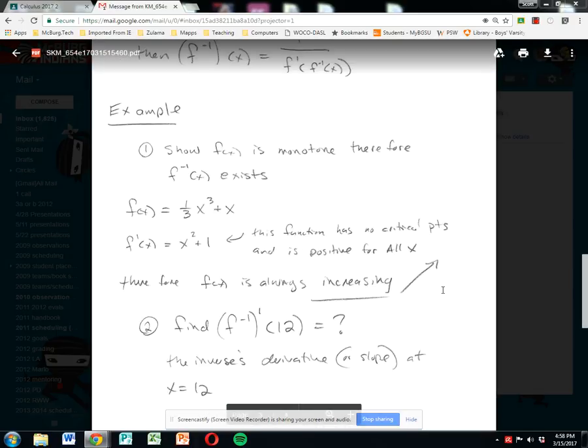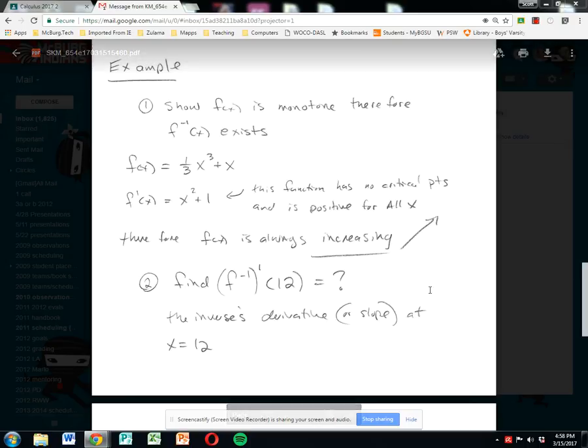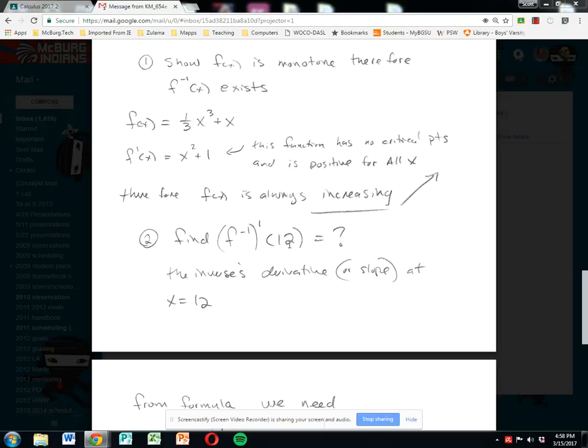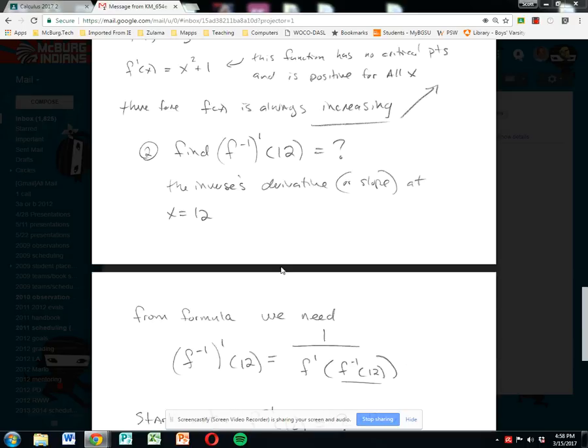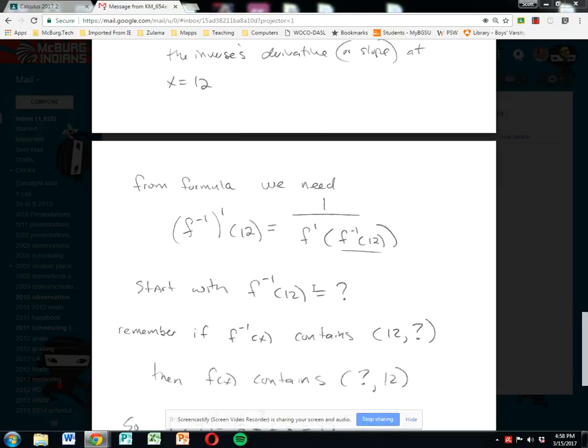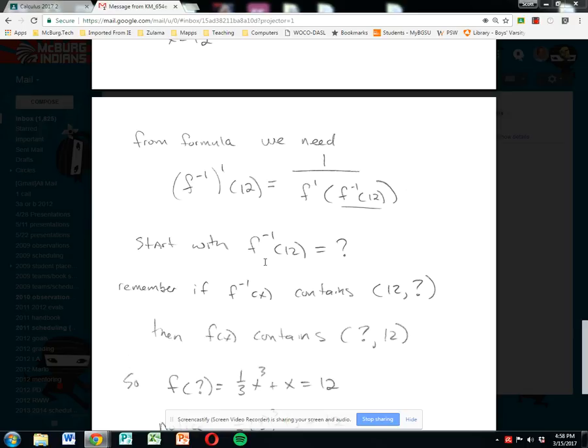So with this shortcut, we're going to find f inverse prime of 12. And how are we going to do that? First of all, we're going to find the formula, and we're going to say f inverse prime at 12 is equal to 1 over f prime, and then composited with f inverse of 12. So how do we start with the most inside point? How do we figure out what f inverse of 12 is?